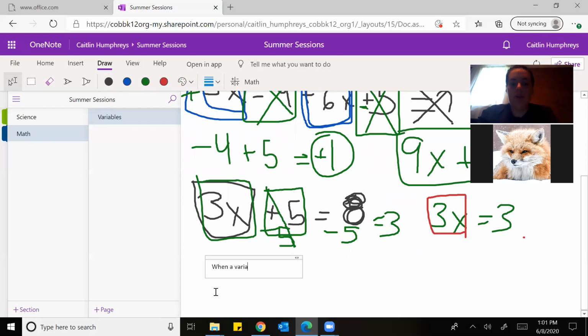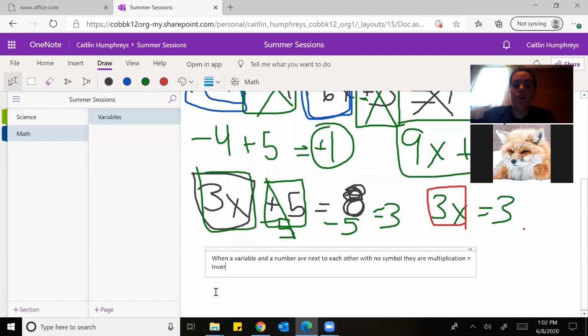When a variable and a number are next to each other with no symbol, they are multiplication. Now, the inverse, or fancy science math word for opposite, inverse. The opposite function of multiplication is division.